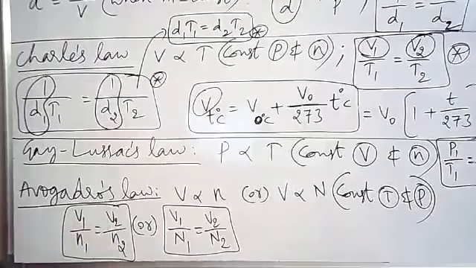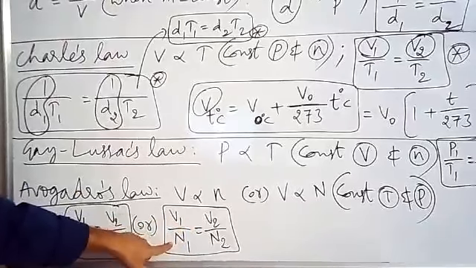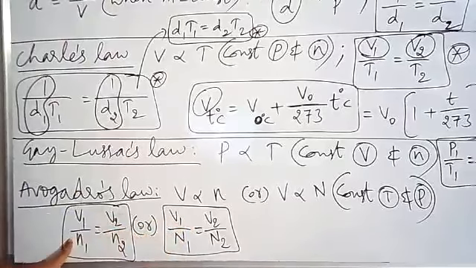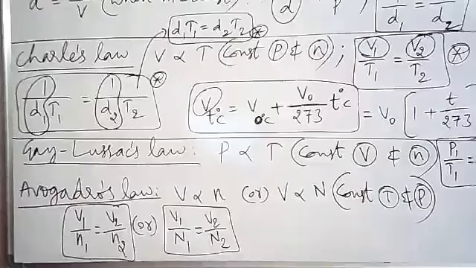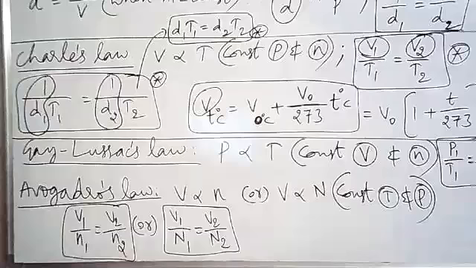Here capital N indicates the number of molecules, and small n indicates the number of moles. So volume is directly proportional to the number of moles and the number of molecules. This is the main point to understand, the revision of the important gas laws.